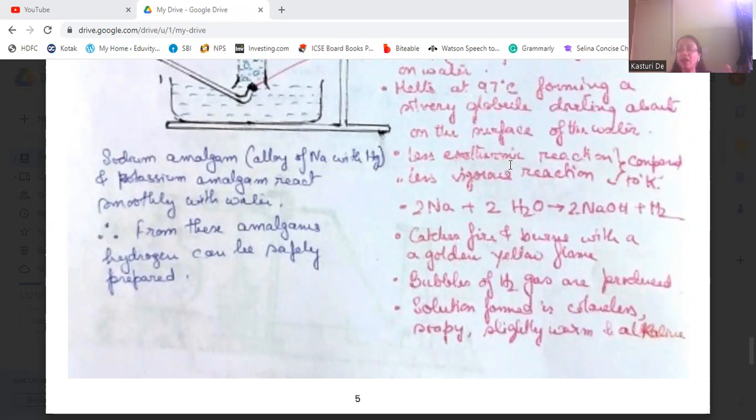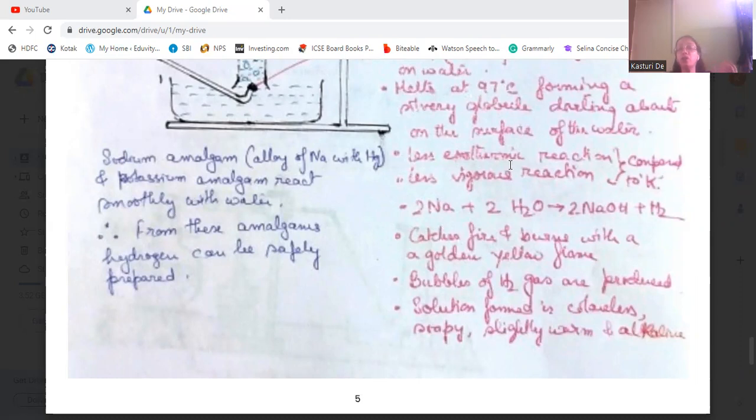That's why, as it catches fire very soon, this sodium is also kept in kerosene, so that the kerosene cuts off the connection between the metal and the atmosphere, because the atmosphere contains water vapor. That's why this reaction becomes so exothermic and so vigorous.